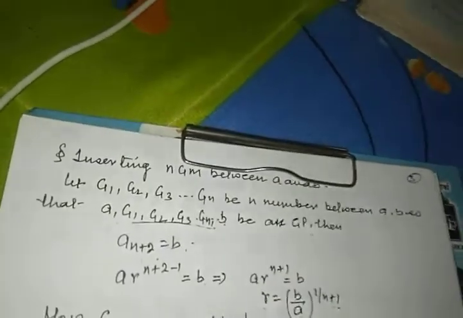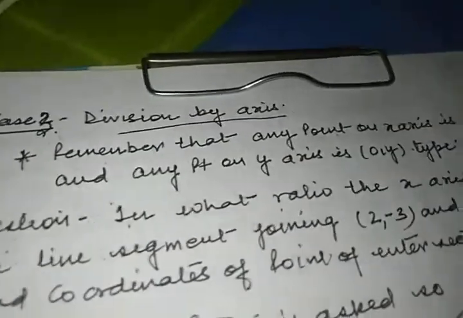Okay. Next, case 2. Sorry. Okay, so case 2 is there. Case 3 is there. So case 3 is division by axis. The line will be divided by the axis. Maybe it is the x-axis or the y-axis.